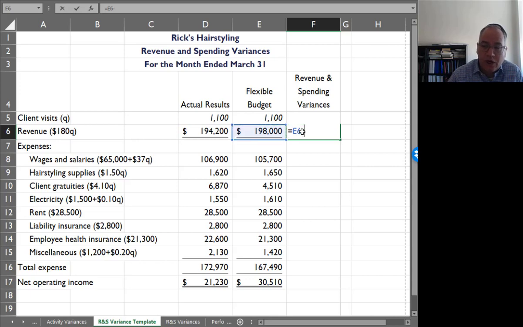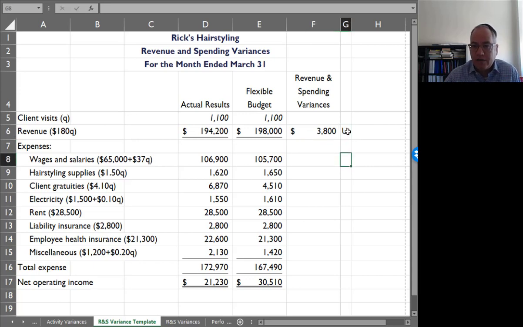Well, and again, we show all variances in this book as positive. So I have a $3,800 revenue variance, but it's unfavorable because revenue was lower than the flexible budget. I have wages and salaries increased by $1,200, so that's also unfavorable. I had hairstyling supplies. The actual was lower, so that would be favorable.